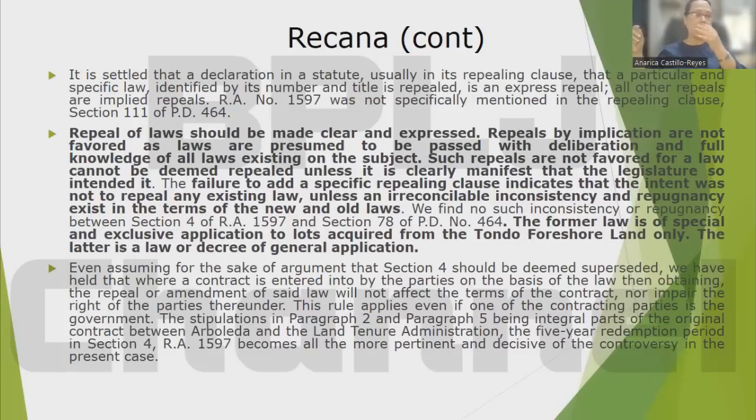So again, the presumption is that when Congress enacts a law, it is presumed that they did so with knowledge of the previous laws on the subject. So if their intention is really to repeal a previous law, then they should have provided it expressly in the present law. If there is no specific provision in the present law, and there is no irreconcilable inconsistency or repugnancy between the old and the new law, then it would not constitute an implied repeal, and an interpretation will be made reconciling the old and the new law.